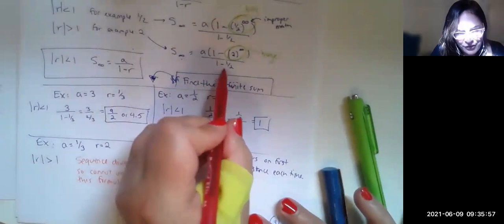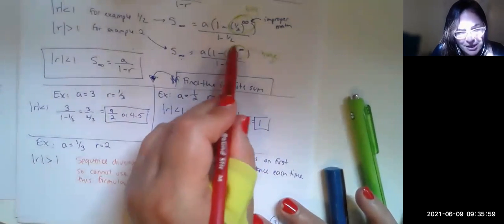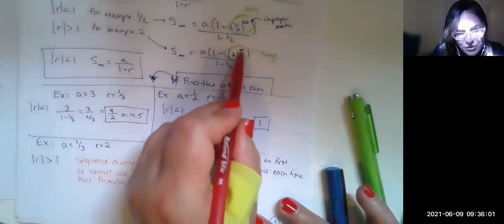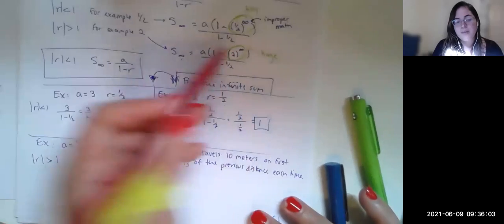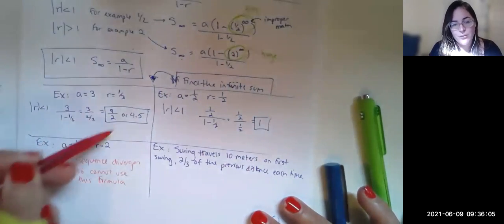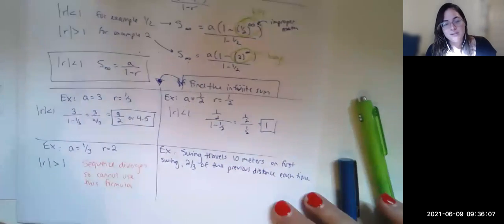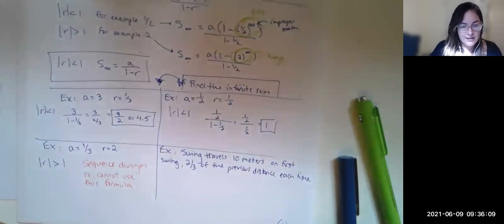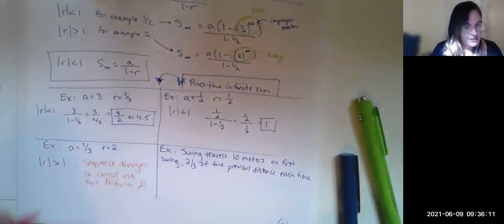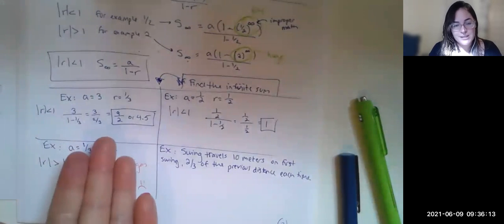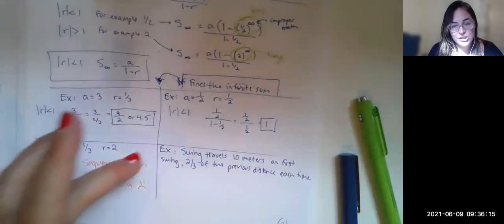Remember, if your R is greater than 1, this number is going to become huge. So you're not going to find an infinite sum, because this sequence just keeps going up and up and up. So your sum is effectively infinity. So there's no infinite sum here. The infinite sum is infinity because this is a sequence that's just going to increase.